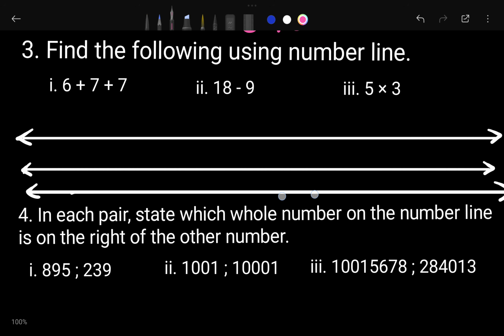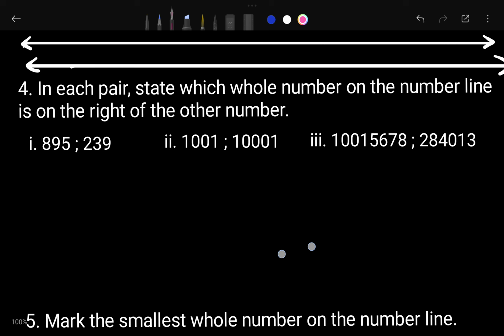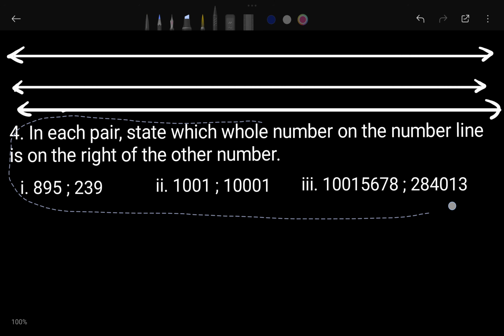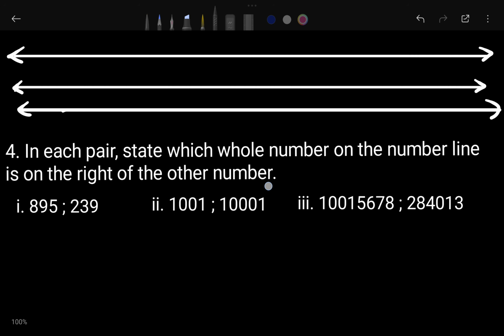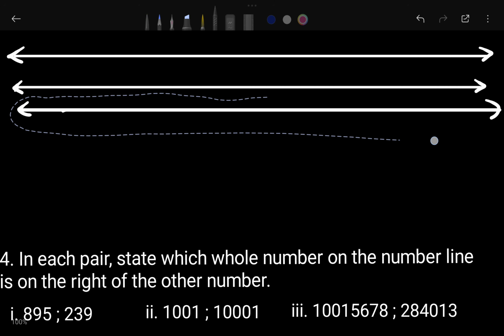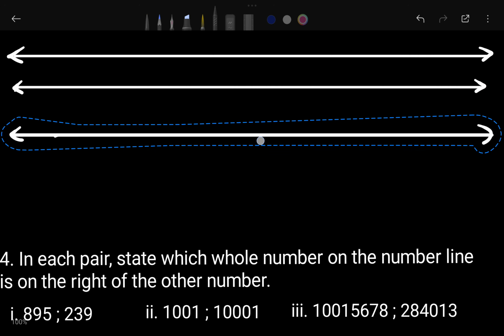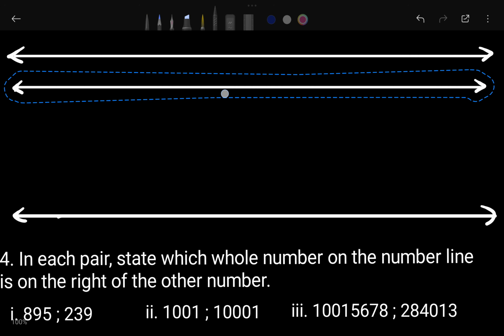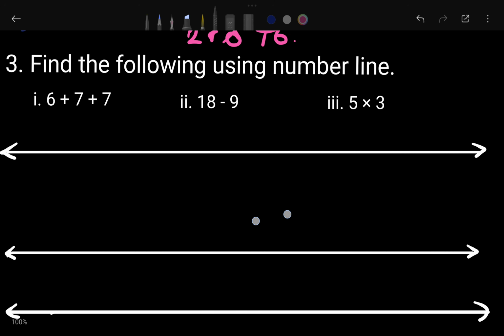Now come to this question number. Find the following using the number line. We have to find this by using the number line. So let's find it out. But before going to find it, I need some space, because here there is not enough space. So I will manage something here. I will first take this one here, and now take this.